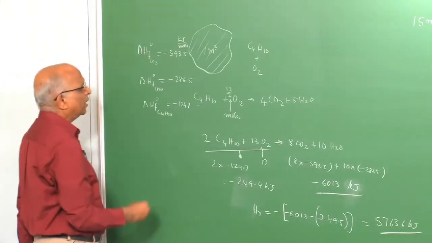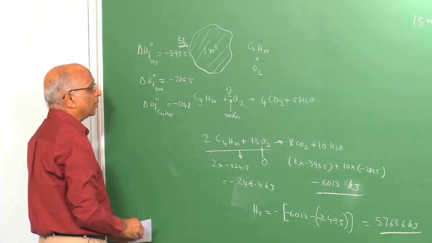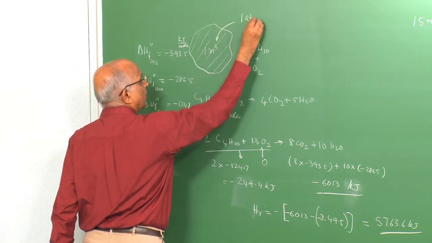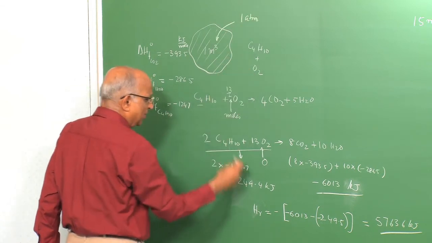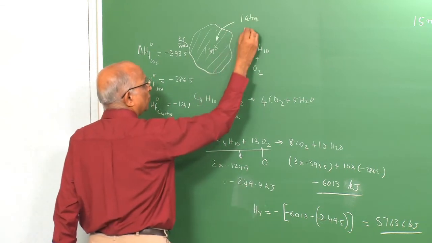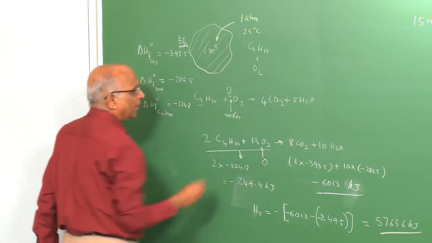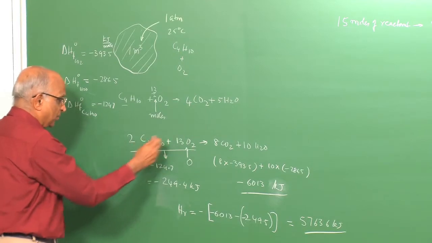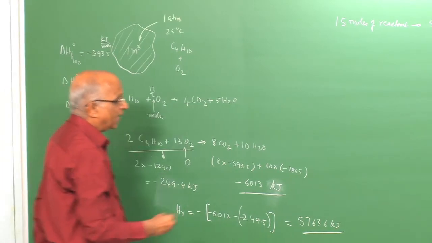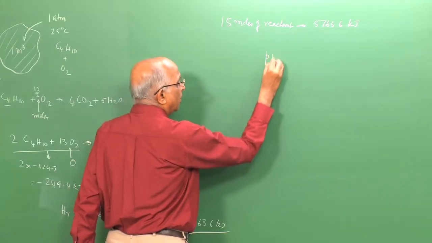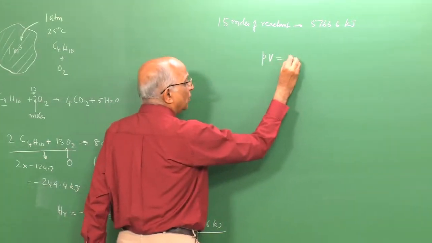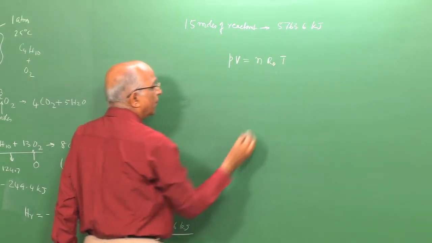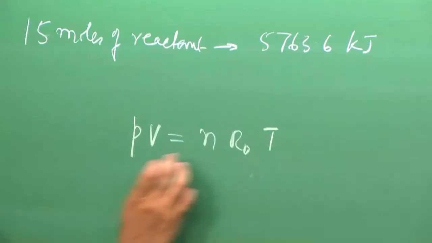There are 2 ways of doing it. Had I given the initial pressure of this volume as, let us say, 1 atmosphere, and we also told all these things are at the same standard condition, 1 atmosphere and 25 degrees centigrade, I can now write, assuming butane and oxygen as a perfect gas mixture, PV, pressure into volume, is equal to number of moles into universal gas constant R naught into T, and therefore I can get the number of moles in this mixture.